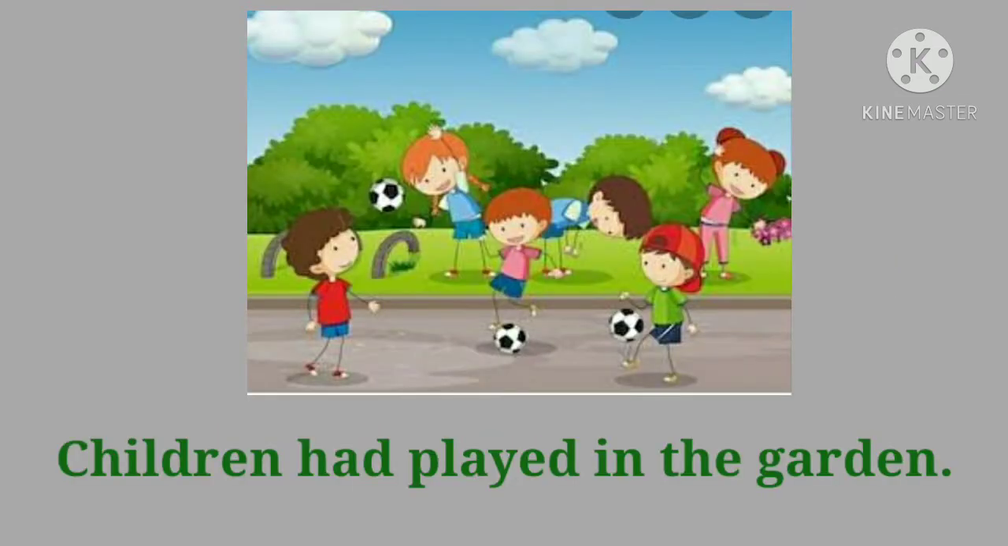Your next example is: children had played in the garden. Here again our subject is plural, but still we are using had. As we just mentioned, whether the subject is singular or plural, we have to add had and then verb 3, that is played. So our sentence is: children had played in the garden. Children is the subject, had played is the formation of past perfect, and in the garden is the object.